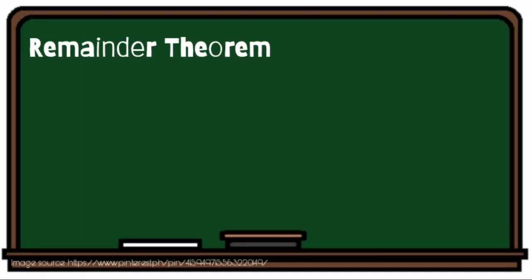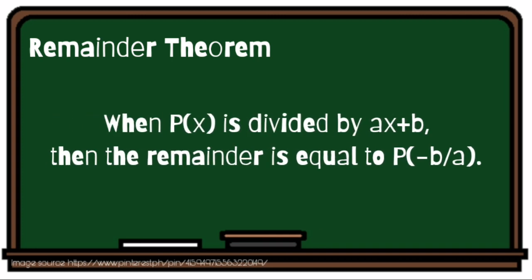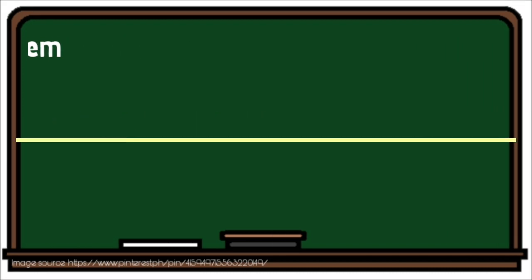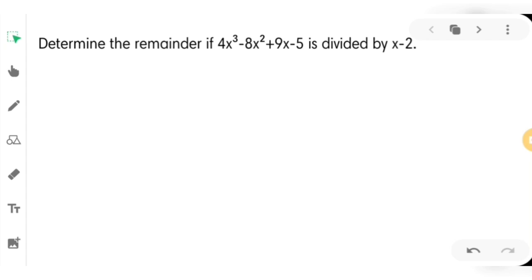The remainder theorem states that when a polynomial p of x is divided by ax plus b, the remainder is p of negative b over a. Okay, now we are going to determine the remainder if the polynomial 4x cubed minus 8x squared plus 9x minus 5 is divided by x minus 2.